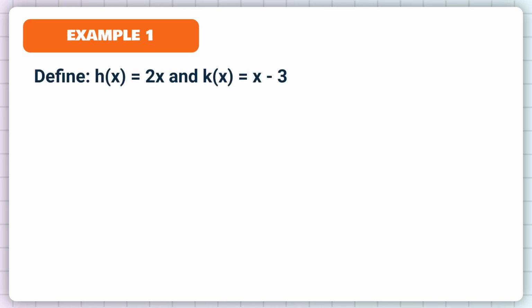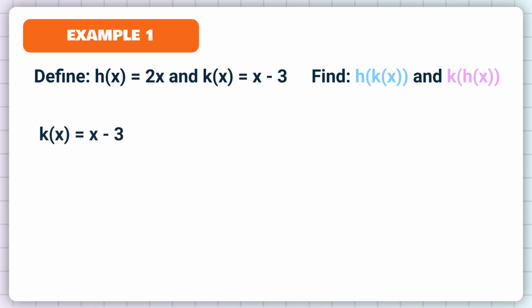Let's work through a quick example to solidify our understanding. First, define two functions. Here we have h(x) = 2x and k(x) = x - 3. Let's find h(k(x)) and k(h(x)). First, we calculate h(k(x)). k(x) = x - 3. Therefore, h(k(x)) = h(x - 3), which equals 2(x - 3). This makes 2x - 6.